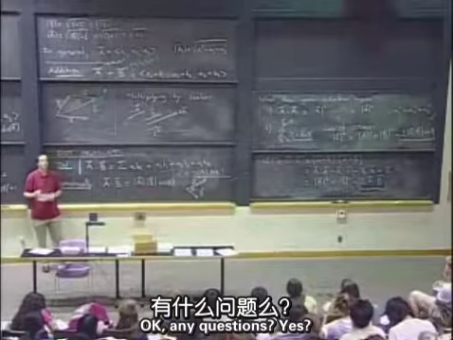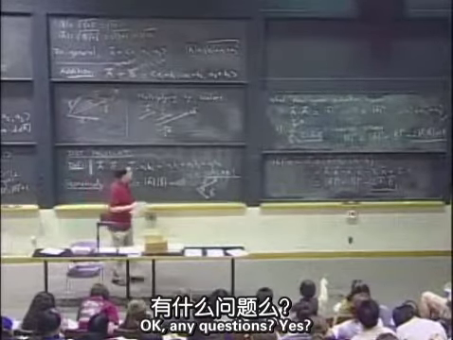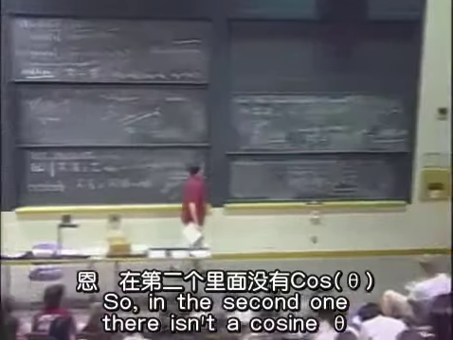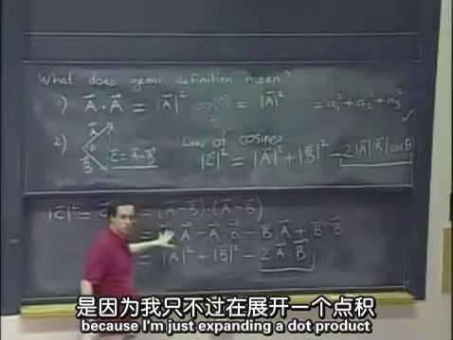Okay, any questions? Yes? Why isn't there cosine theta in the second one? So in the second one, there isn't a cosine theta because I'm just expanding a dot product.